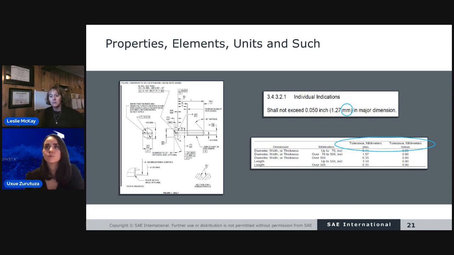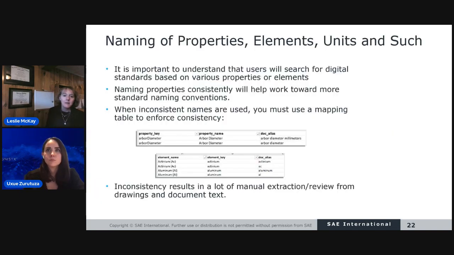Sometimes it's spelled out, sometimes it's not. Same thing when you think about properties and elements and units of measure and various other things. I use the example here of a property for arbor diameter. Sometimes it's "arbor diameter," sometimes it's "arbor diameter millimeters." This is another example where we had to use mapping files, mapping tables, to map all the different ways that arbor diameter might appear in the text of the standards and map them all to the same key value.